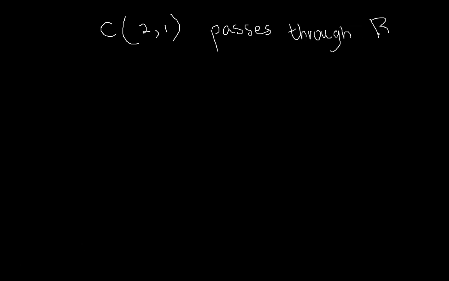First thing you want to do, for any problem, you want to write down all the information they gave you. So they told us the center, so I'm just going to write C. C is (2, 1). And they told us that it passes through a point B, which has the coordinates (10, 7).